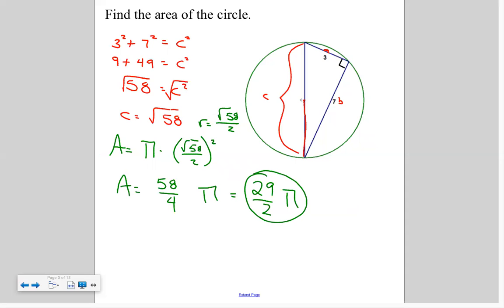The other way you can write it, if I want to put pi within my fraction, because pi is the same thing as saying pi over 1, is you can multiply straight across and get 29 pi over 2. So you'll see it written both ways.